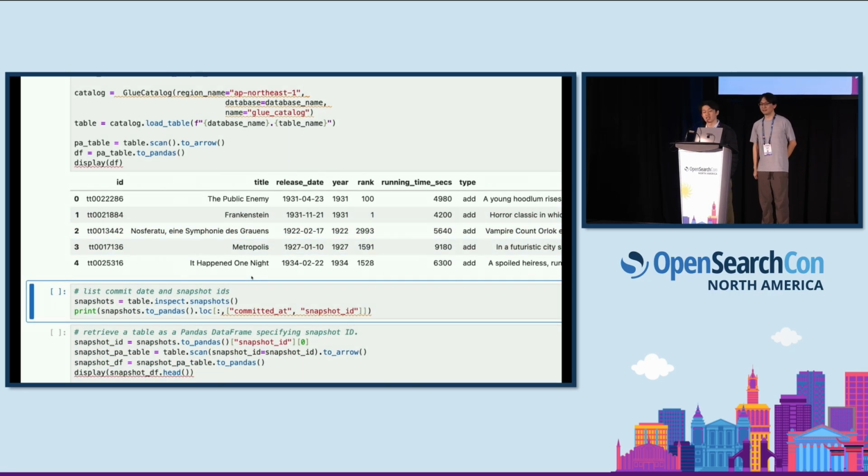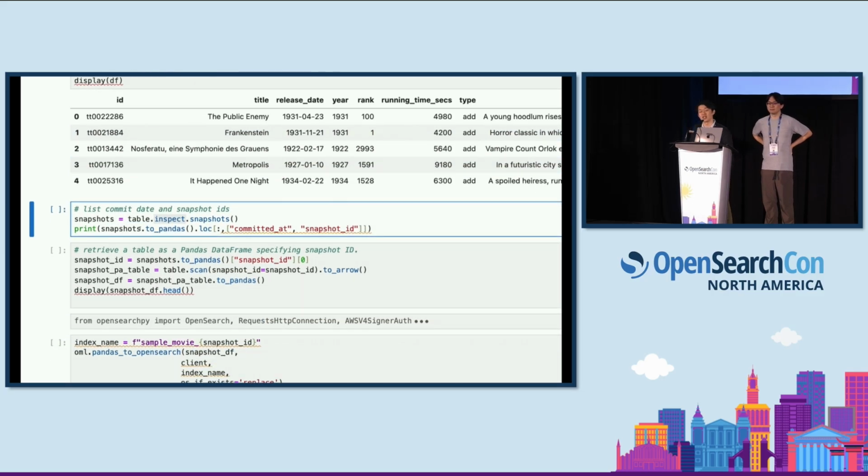Firstly, I'll query the Iceberg table here with PyIceberg. Looking at this closely, this is a movie data set, and Frankenstein's rank is the top. This is kind of weird, you know.